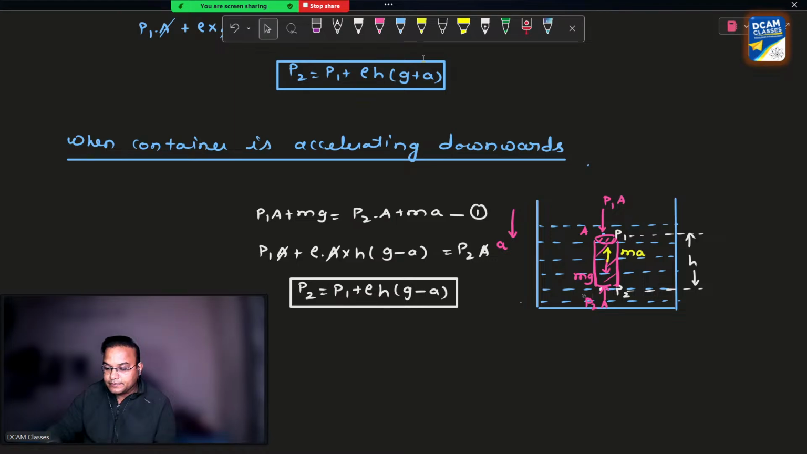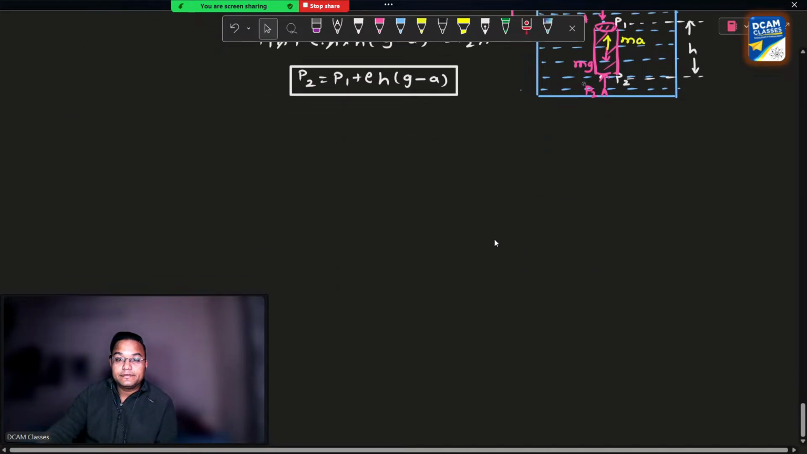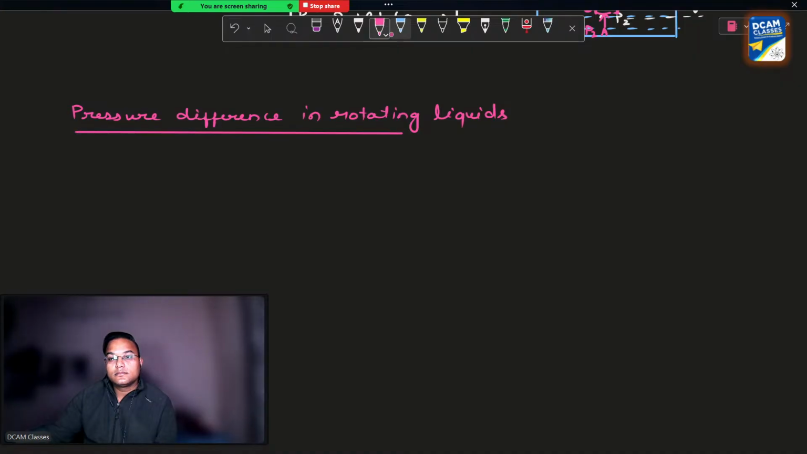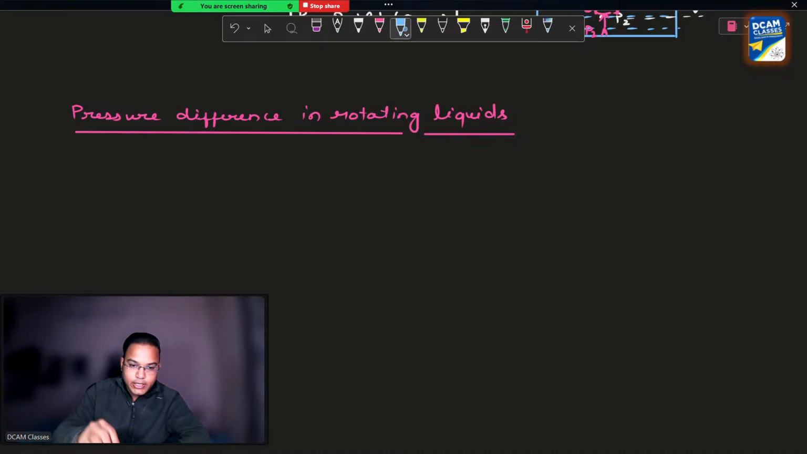Now let's move on to the second part. The second part is pressure difference in rotating liquid. Did any one of you observe this thing? Whenever you rotate a glass, take a bucket with some water and try to rotate it with your hand. If you rotate it, the water tries to come out from the ends. Did anyone observe this one?